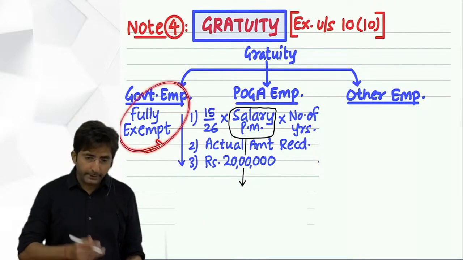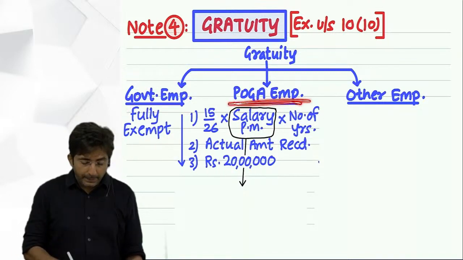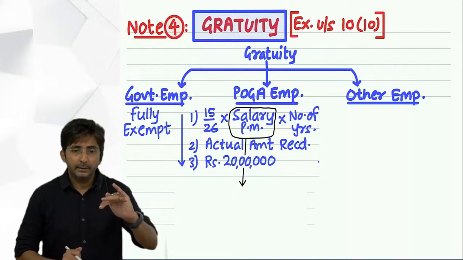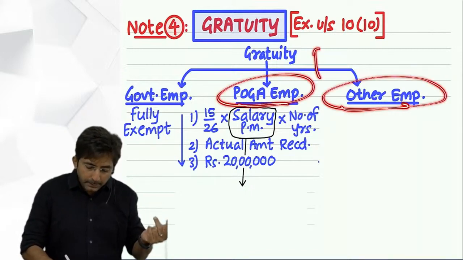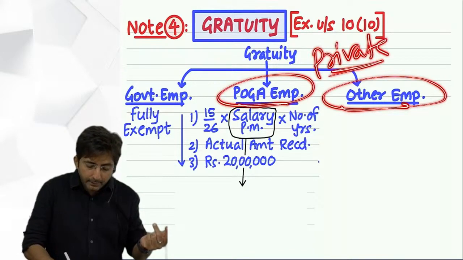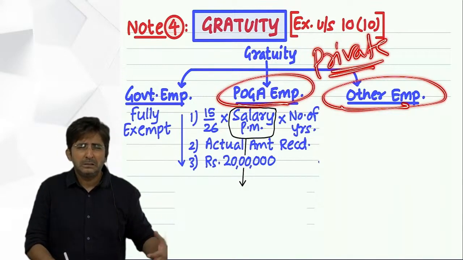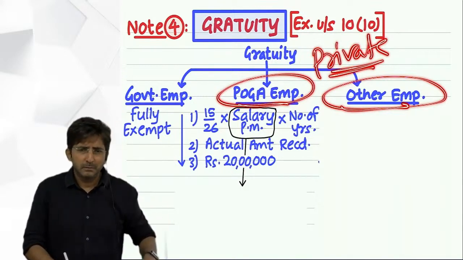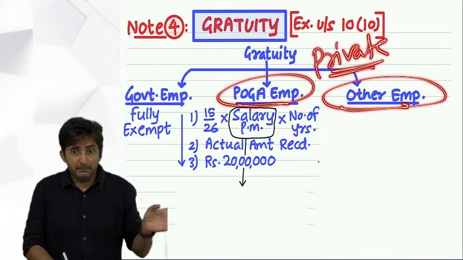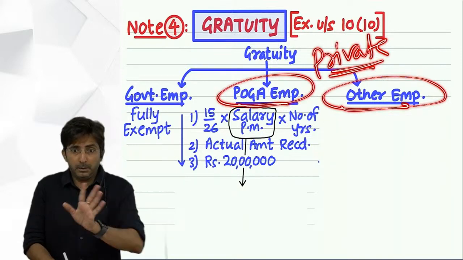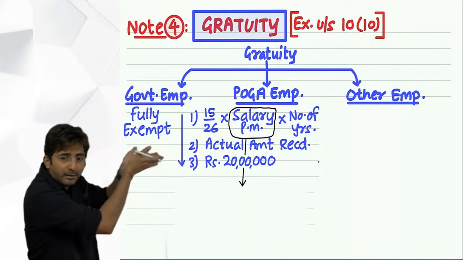See, government employee, it is fully exempt. But for POGA employee, it is fully or partly? Partly. What was the logic I gave? See, this POGA and other employees are basically employees of private sector. And didn't I say in private sector, sometimes the companies are so generous, they give you huge amounts. But government says, sorry, your boss is very generous. He might be giving big, big amount, but we will exempt up to a limit. And that limit is expressed in the form of a formula.